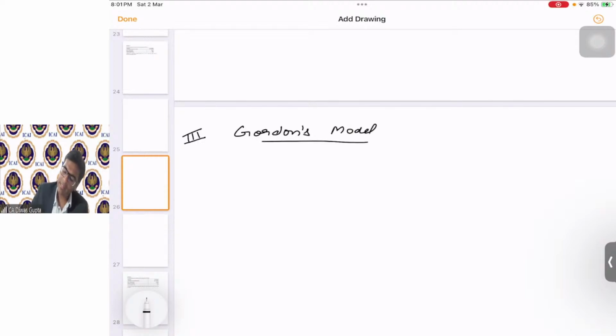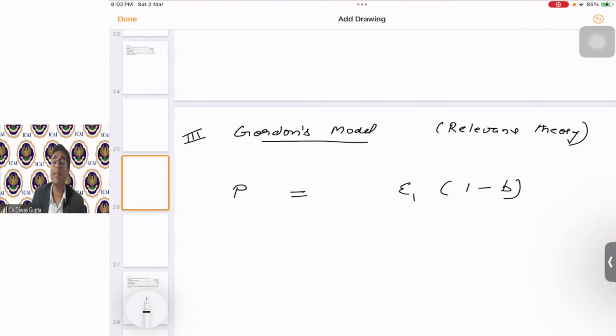Gordon's model. Again, this is part of the relevance theory. Yes. So here also we have to understand a formula. Simple. So Gordon's model said that the relevance is of dividend, correct? So we have to really understand how much dividend we are paying and what the growth potentials are. So what Gordon suggested is that the price is reflective of earnings that you are supposed to make multiplied by the amount of payout that you are expecting to do, which is 1 minus B.